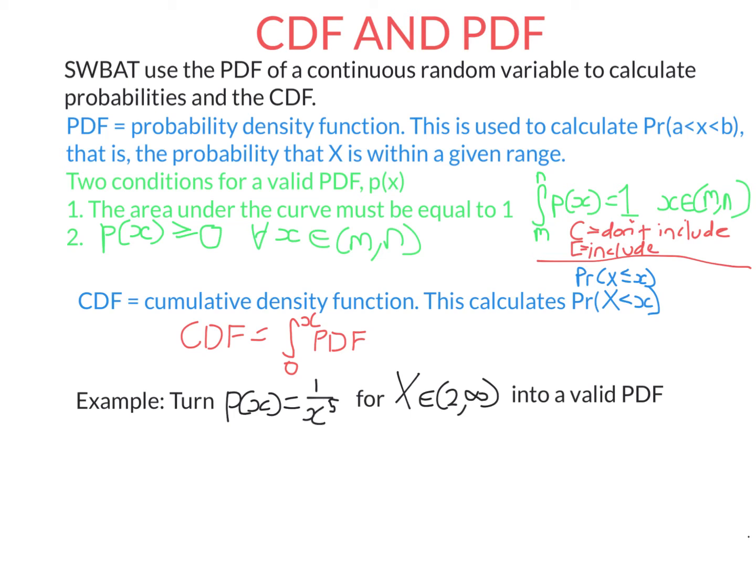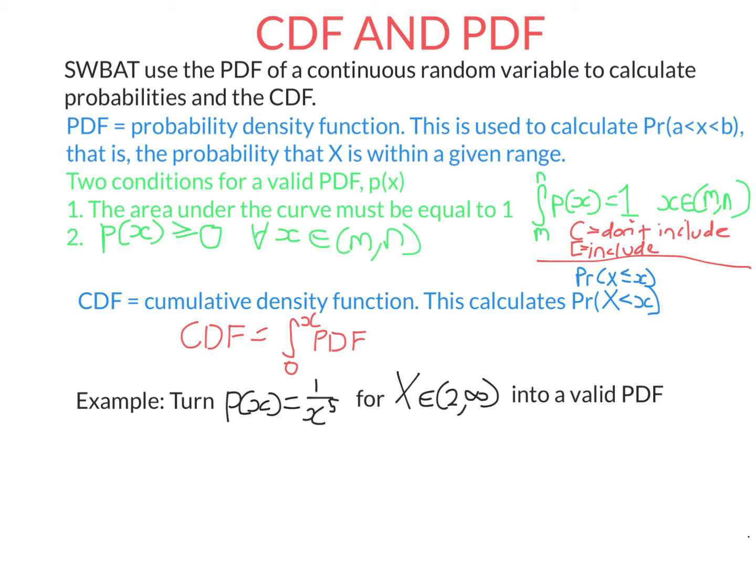Thank you so much for tuning into this video in which we will look at the CDF and PDF of a continuous random variable, and we'll use this to calculate probabilities. So we're only looking at continuous random variables, and each of the ones we look at will have both a PDF, a probability density function, and a CDF, which is a cumulative density function. So these concepts are overlapping but distinct.